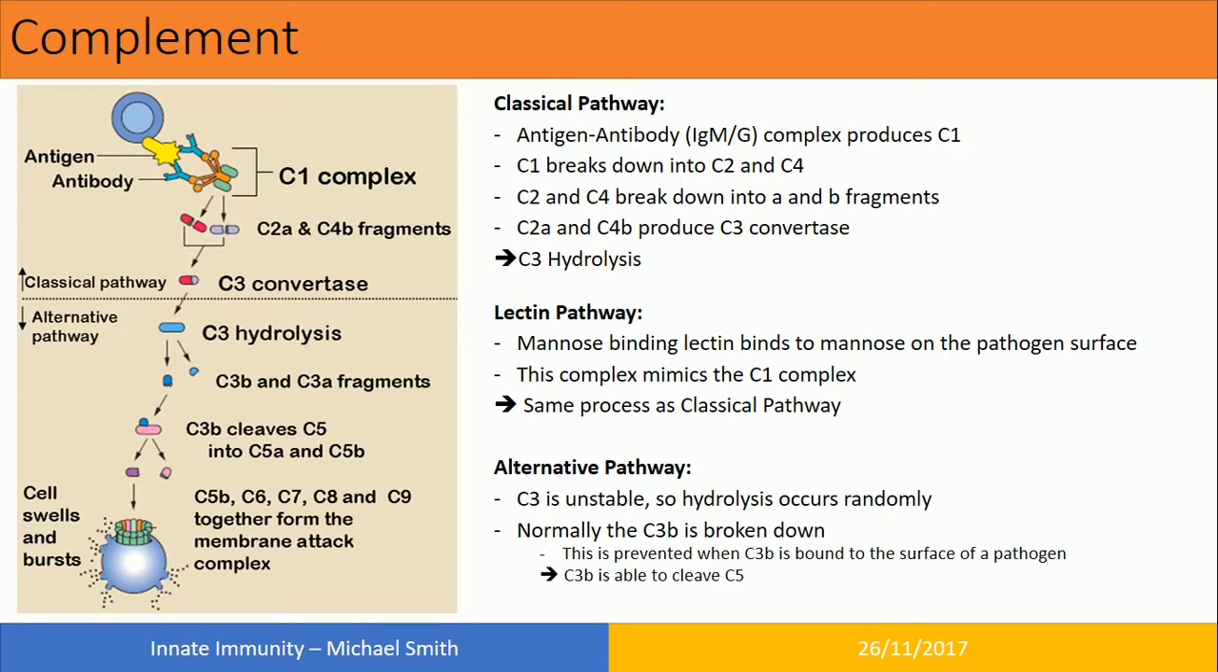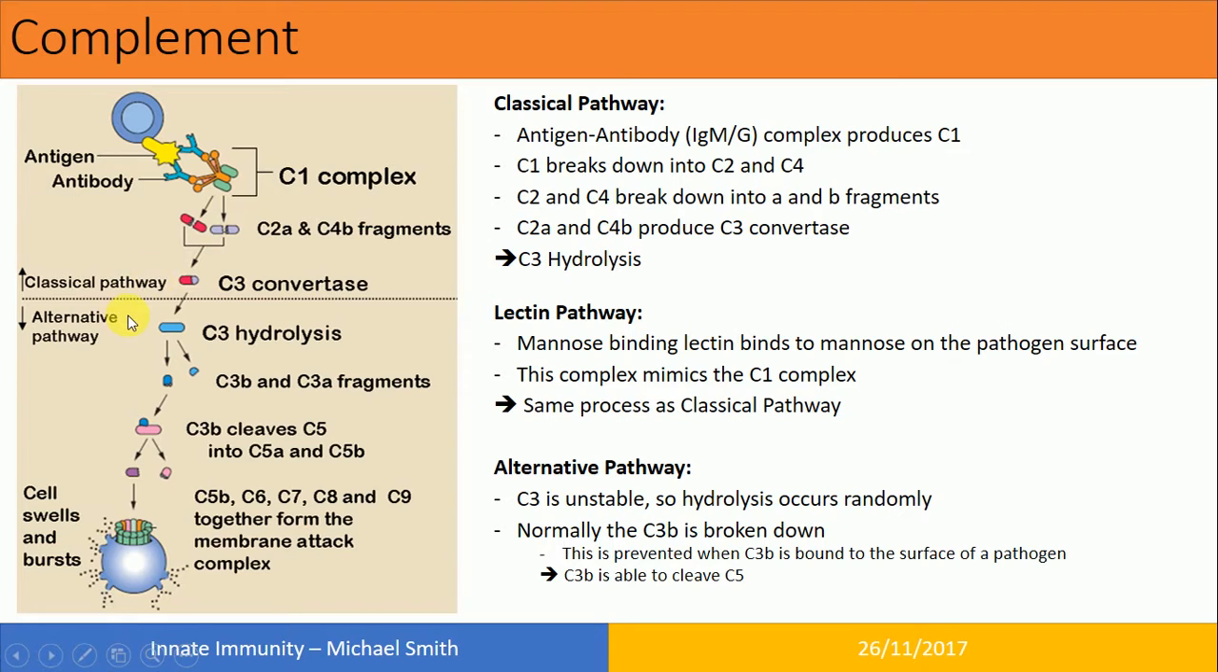So next we'll talk about the lectin pathway, and this works in a very similar way. You have something known as lectin within the blood, and then it's able to bind to something called mannose, which is present on the cell surface. And this then produces a lectin-mannose complex, and this basically mimics the C1 complex, and the process continues in the same way as in the classical pathway.